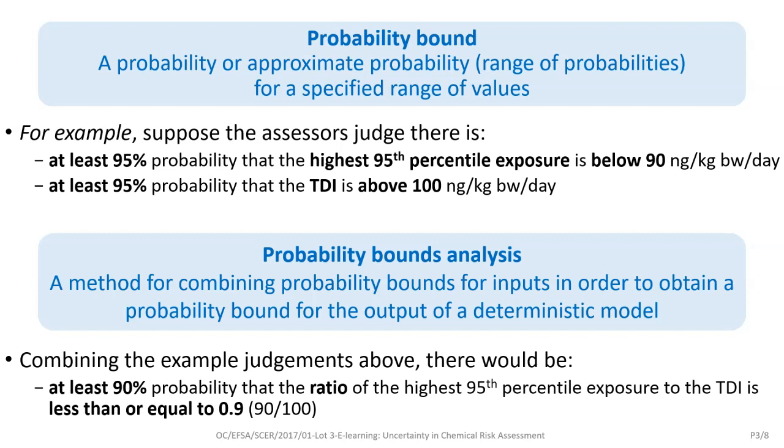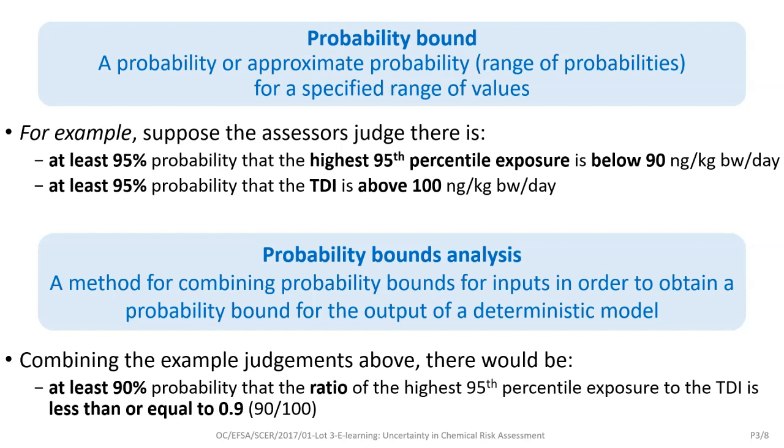Combining the judgments above, there would be at least 90% probability that the ratio of the highest 95th percentile exposure to the TDI is less than or equal to 0.9. That's 90 divided by 100. The ratio is less than 1, so there is at least 90% probability that exposure is below the TDI, a useful result because it might be sufficient to conclude there is no health concern.